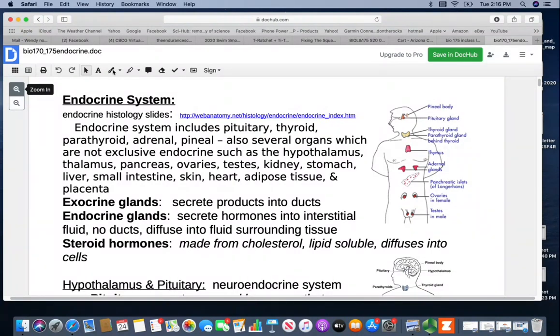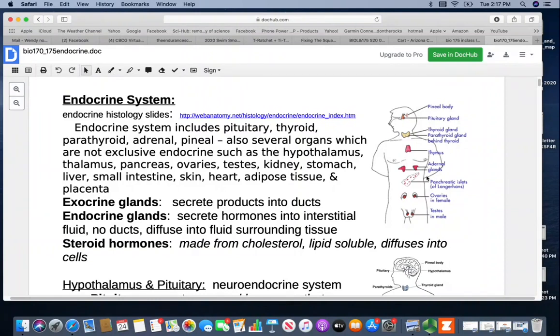So an exocrine gland is going to secrete its products into ducts. The way I remember it is it has a specific exit, so those products will end up in one particular place. Endocrine glands, on the other hand, are going to secrete their hormones into the interstitial fluid. There's no ducts, so these are going to diffuse into the surrounding tissues. The steroid hormones, these are made from cholesterol. That's going to make them lipid soluble, and they will diffuse easily into cells.